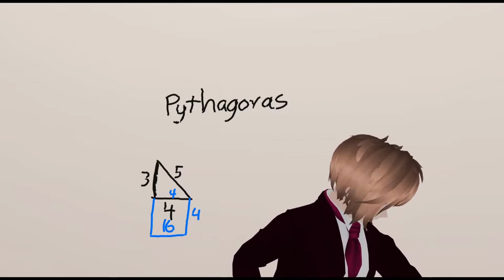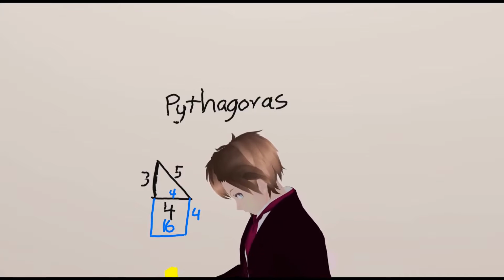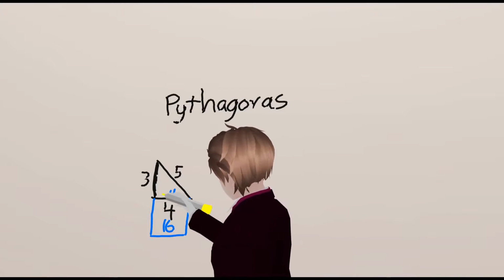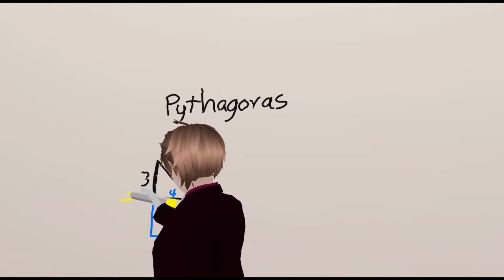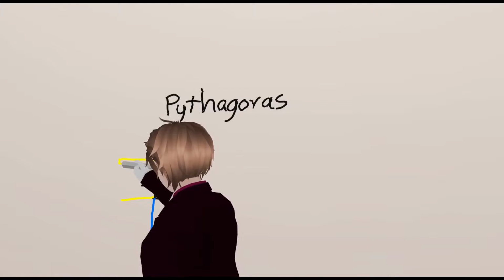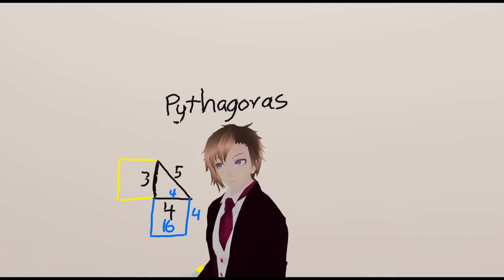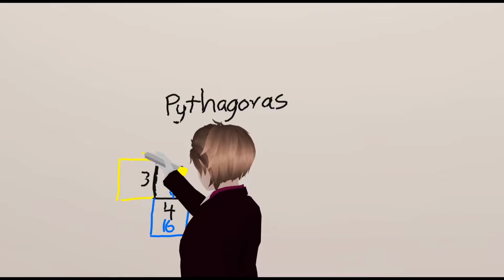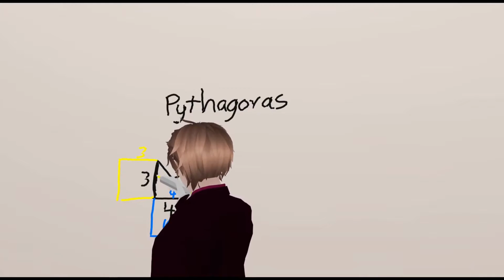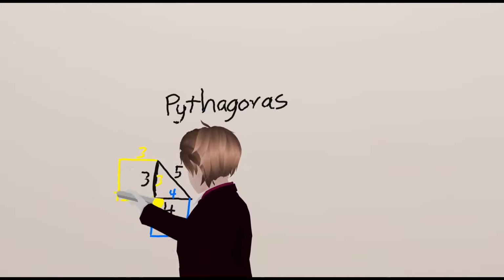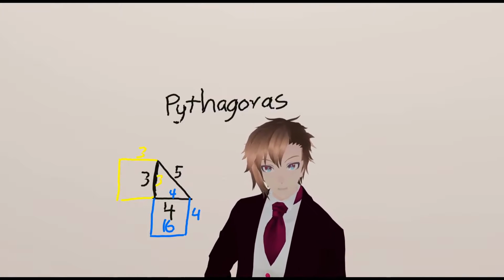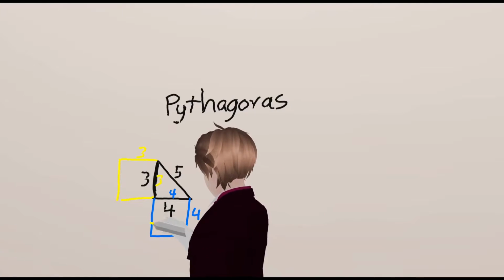Now we're going to turn the other short side into a square. So this had a size of 3. So we're going to turn this into a square of size 3 and 3. Now this square has an area of 3 times 3, which is 9.